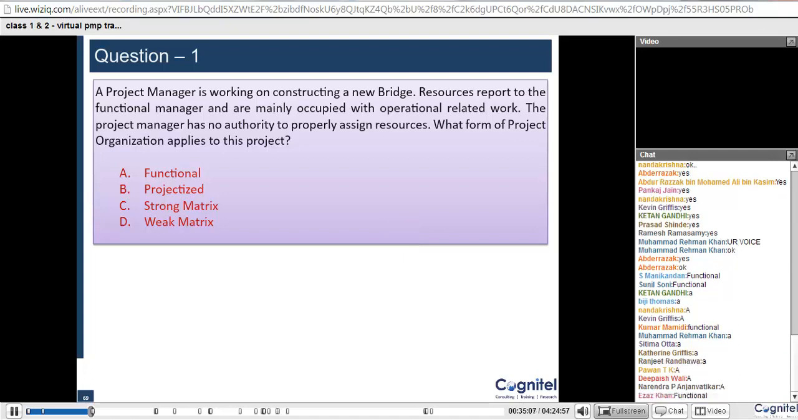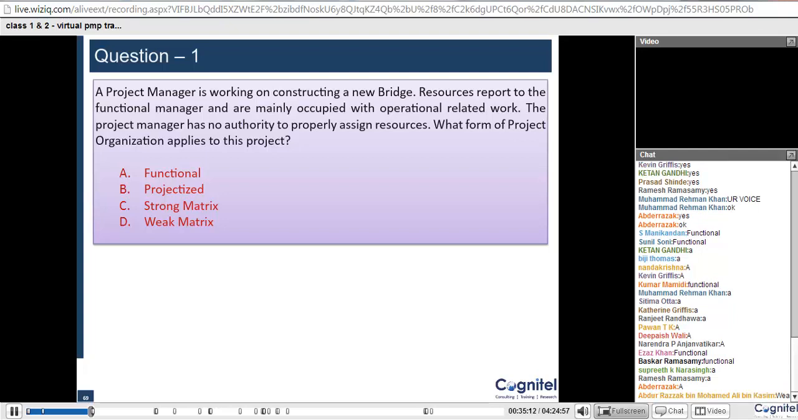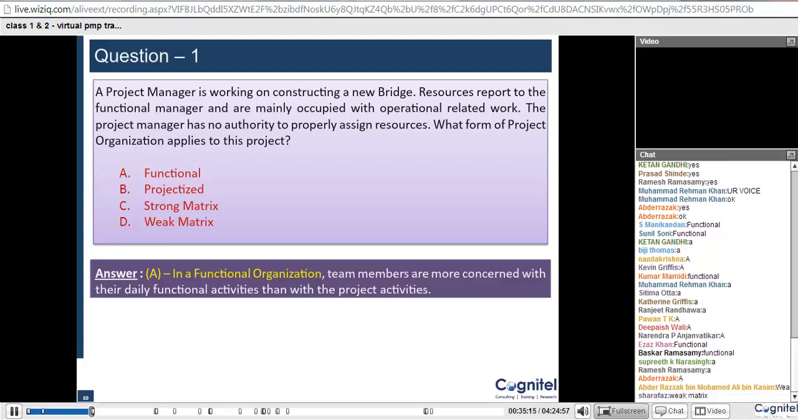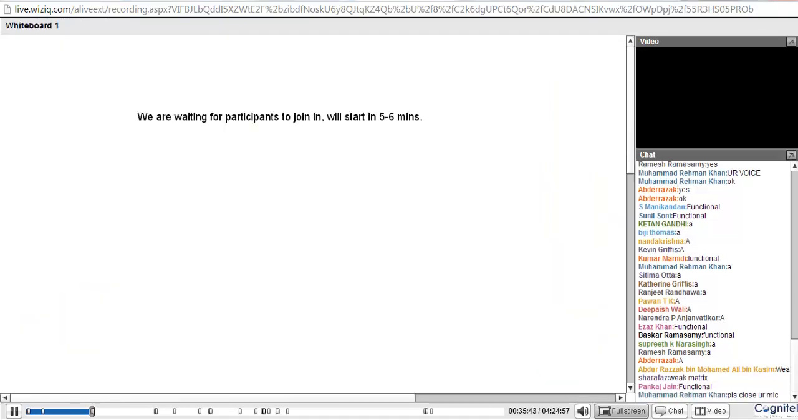Right, so that seems to be a unanimous answer that I've got, which is functional, or A. It's a functional organization where team members are reporting to the functional manager. Now, I would not look at anything else. This line itself is enough for me. Reporting to functional manager. Always remember, guys, Abdur and Sharafas, you have answered weak matrix, which I will not say is wrong, because it's a very confusing question at times. It depends upon the scenario.